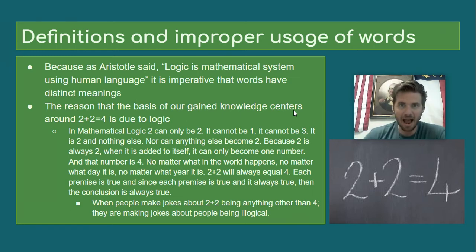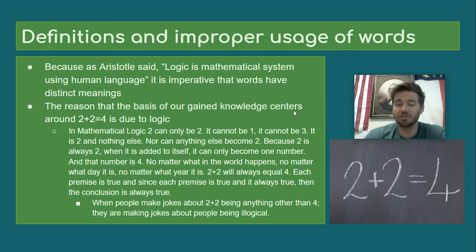And then when you add 2 plus 2, again, that is always going to be 4, because it cannot change. It is what it is. It's the way it will always be. Each premise, and again, each premise is true. 2 is 2. This is like the law of identity we talked about. And since 2 is 2 and 2 plus 2 equals 4, it follows logically that if each premise is true, then the conclusion is true.